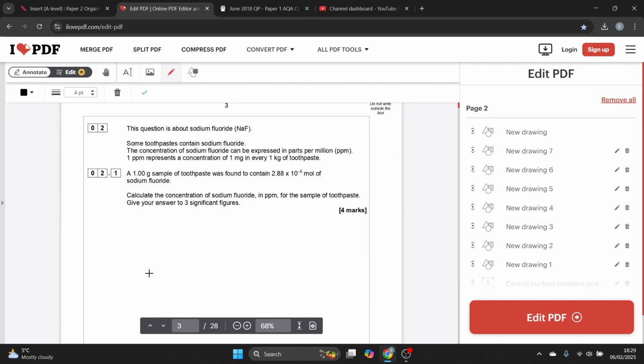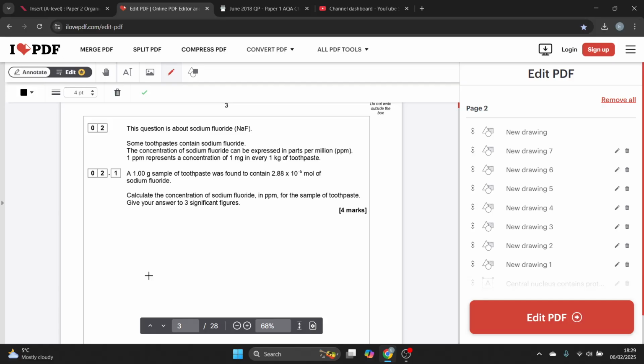Question 2 is a question about sodium fluoride. Some toothpaste contains sodium fluoride. The concentration of sodium fluoride can be expressed in parts per million, ppm. 1 ppm represents a concentration of 1 milligram in every 1 kilogram of toothpaste. A 1 gram sample of toothpaste was found to contain this many moles of sodium fluoride. Calculate the concentration of sodium fluoride.